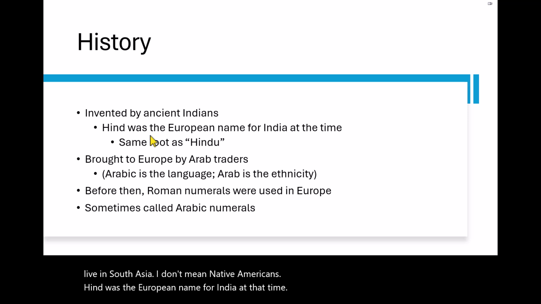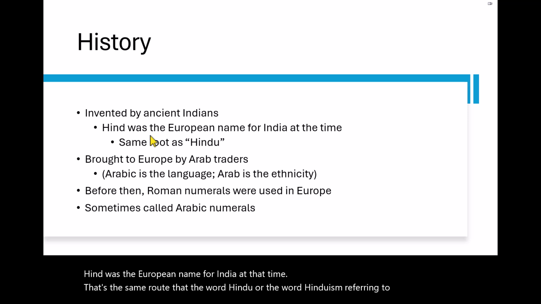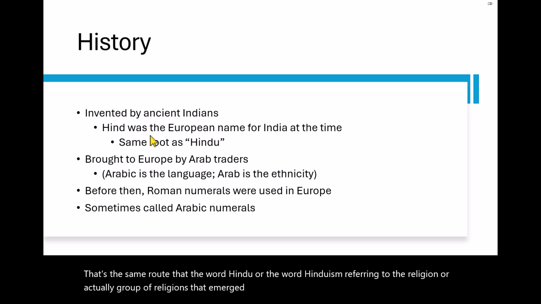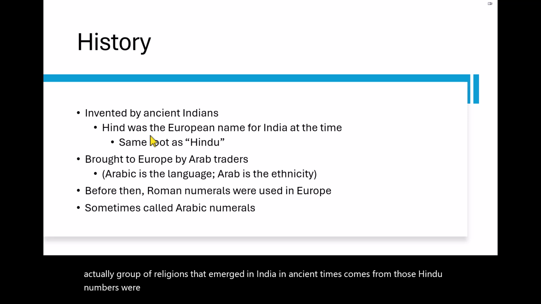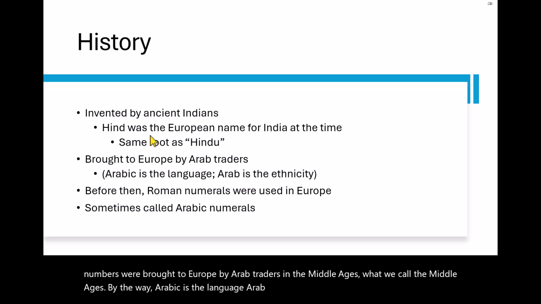That's the same root that the word Hindu or the word Hinduism, referring to the religion, or actually group of religions, that emerged in India in ancient times, comes from. Those Hindu numbers were brought to Europe by Arab traders in what we call the Middle Ages. By the way, Arabic is the language, Arab is the ethnicity.